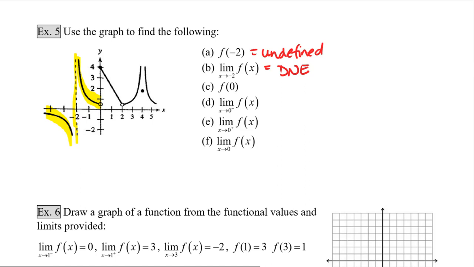Part C, they want us to find f of 0. Well, f of 0 is up here where we have that closed circle, so f of 0 is equal to 4. D, the limit as x approaches 0 from the left. Well, as we approach 0 from the left, the y value we appear to be approaching is equal to 1/2. E, the limit as x approaches 0 from the right. Well, if I trace the graph from the right to 0, the y value I'm approaching is equal to 4. And then part F, they ask the limit as x approaches 0 of f of x. Well, since the left-hand and right-hand limits do not equal each other, the limit as x approaches 0 of f of x does not exist.